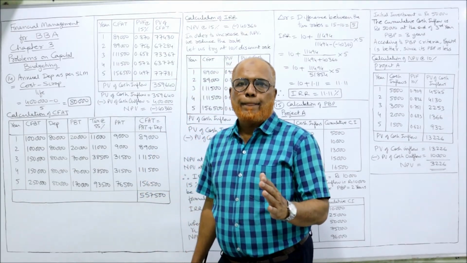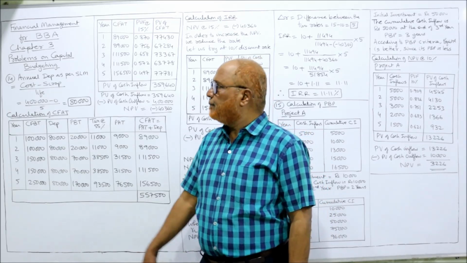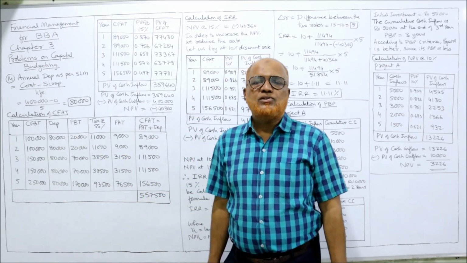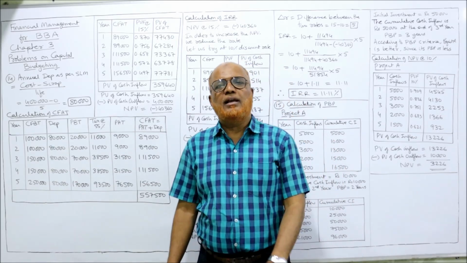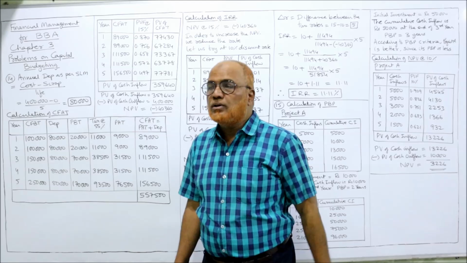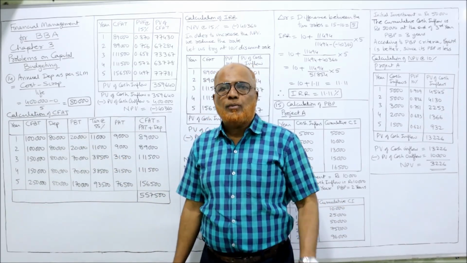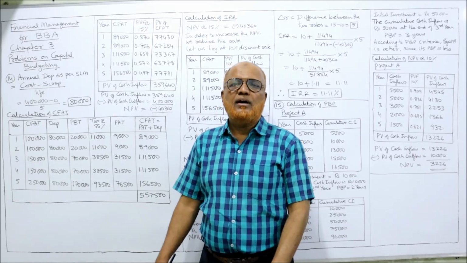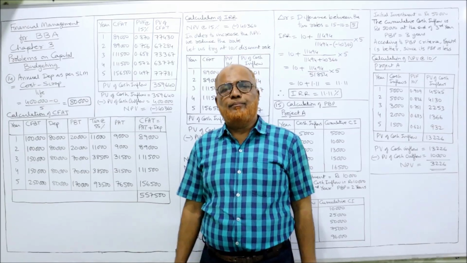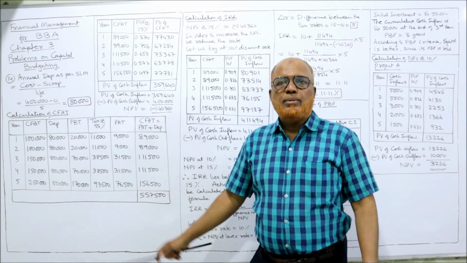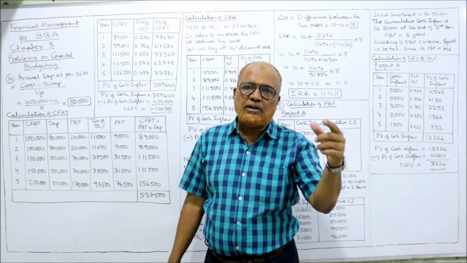First of all, we have to convert the CFBT into CFAT. Annual depreciation as per straight line method, the formula is cost minus scrap divided by life. The cost is 4 lakh rupees. No scrap value is there, 0. And the life of the project is 5 years. So every year annual depreciation is 80,000. That will remain the same. Now by making this table, we want to find out CFAT, cash flow after tax.